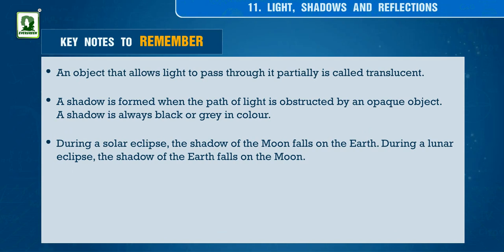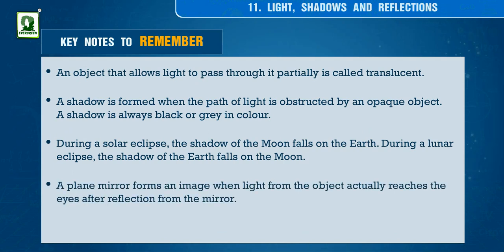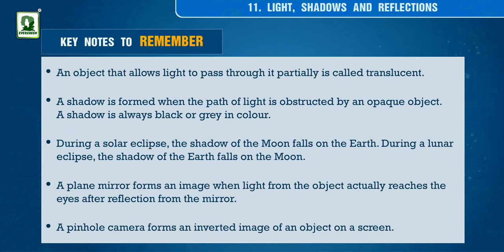During a solar eclipse, the shadow of the moon falls on the earth. During a lunar eclipse, the shadow of the earth falls on the moon. A plane mirror forms an image when light from the object actually reaches the eyes after reflection from the mirror. A pinhole camera forms an inverted image of an object on a screen.